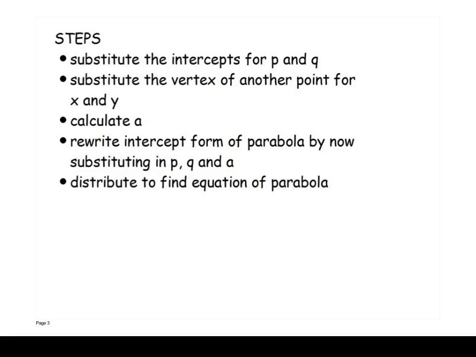So let's go over our steps. The first thing we did was we substituted in our x-intercepts for P and Q. The next thing we did was we chose a third point that was easily identified and substituted that in place of our x and our y values. We then used these 3 points to calculate our a, and then finally we rewrote it in intercept form by substituting in our p, q, and our a values.